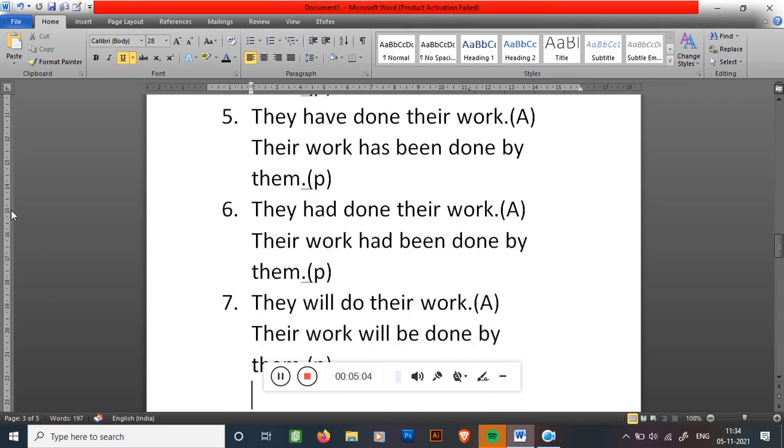Now come to the sixth sentence. I have taken the example of past perfect. They had done their work. Their work had plus been. Same. We use been with present perfect and past perfect.